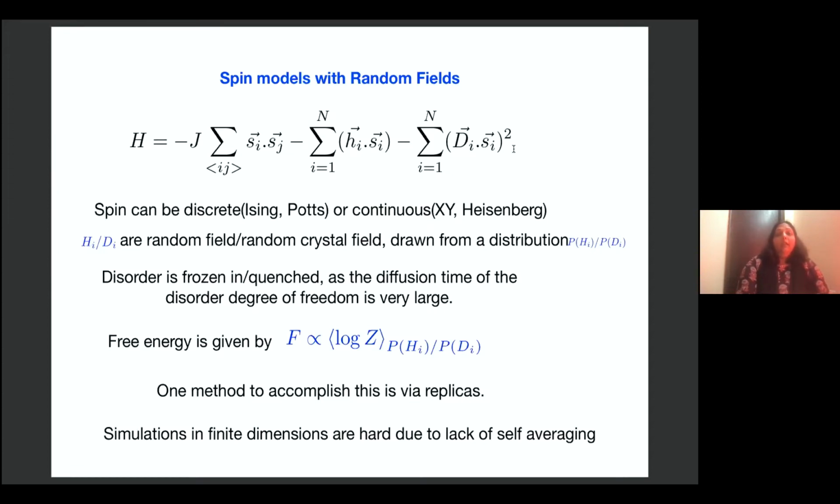The disorder in the field or the crystal field breaks the translational symmetry of the system, and we take this disorder to be frozen or quenched. So in that sense, the diffusion time of the disorder degree of freedom is very large, and we can still define a free energy, which is the expectation value of the log of the partition function for a given realization of the disorder over the whole disorder distribution.